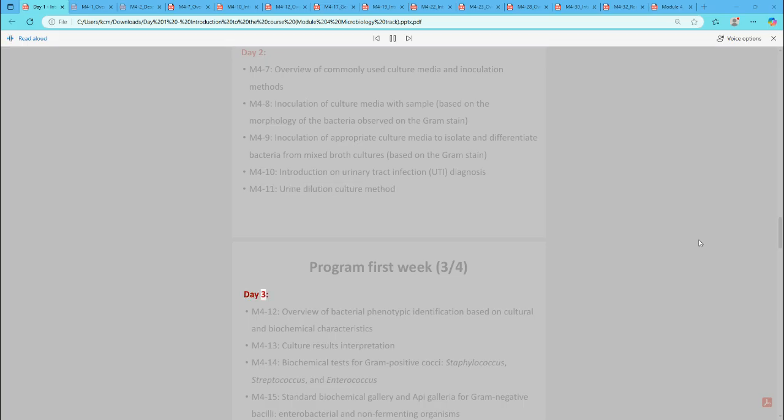Day 3. M4-12, Overview of bacterial phenotypic identification based on cultural and biochemical characteristics. M4-13, Culture results interpretation. M4-14, Biochemical tests for Gram-positive cocci, Staphylococcus, Streptococcus, and Enterococcus. M4-15, Standard biochemical gallery and API gallery for Gram-negative bacilli, enterobacterial and non-fermenting organisms.